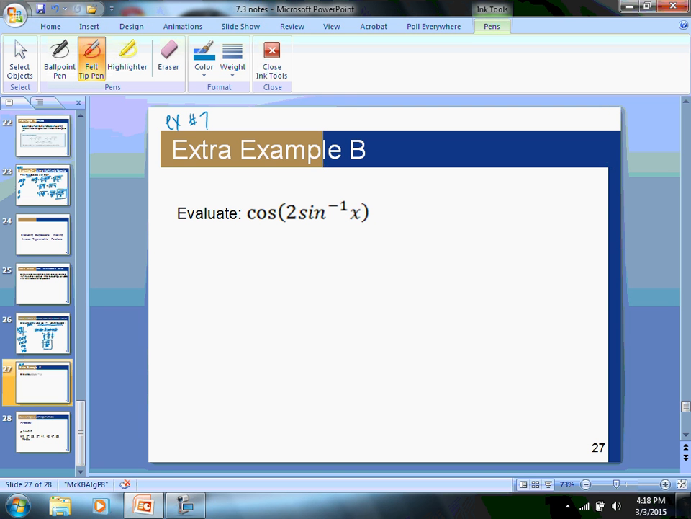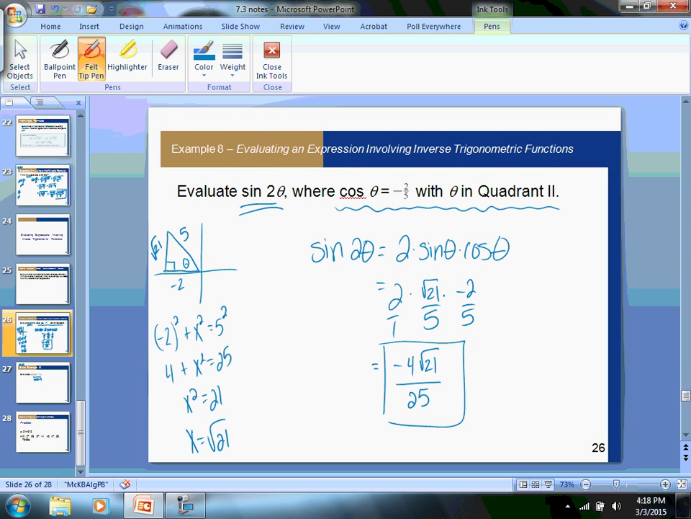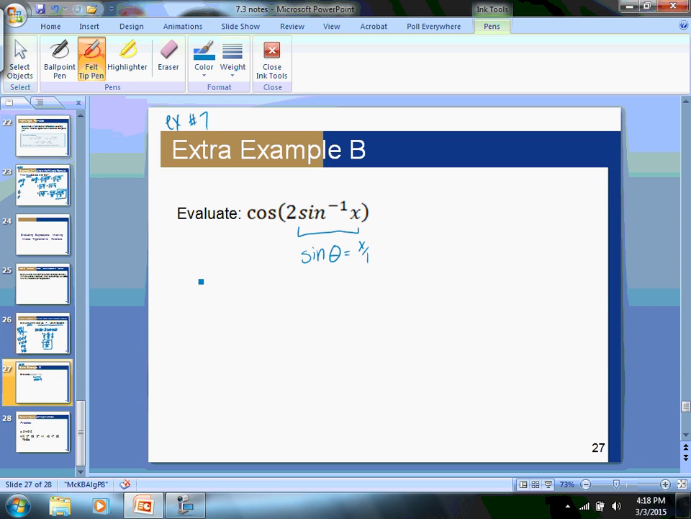But this one for sure has the inverse trig functions in it because it has the sine to the negative 1 of x, so the inverse sine of x. Now remember, that means that the sine of something was x over 1. So that little piece of information there is very similar to what we had right here. Cosine of theta equals something. Okay? So again, I'm going to go off to the side here and I'm going to draw a little triangle.